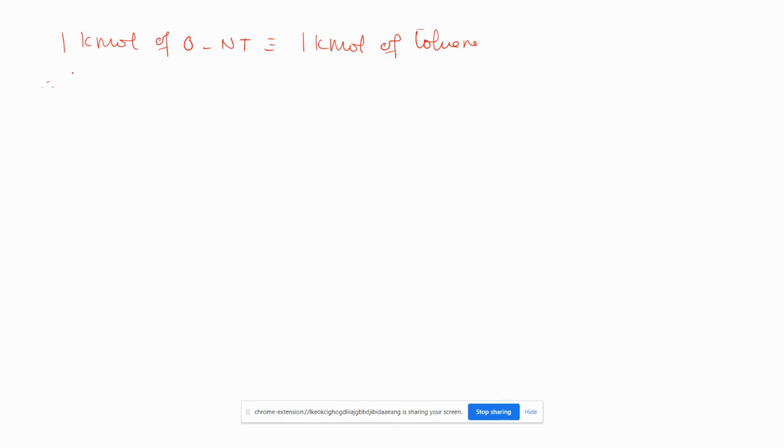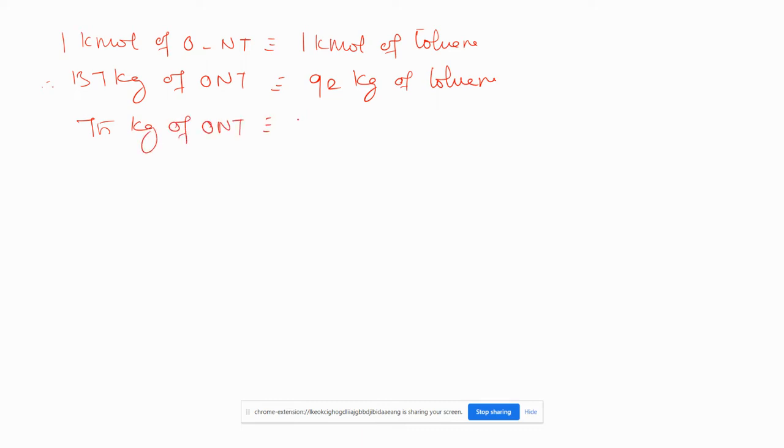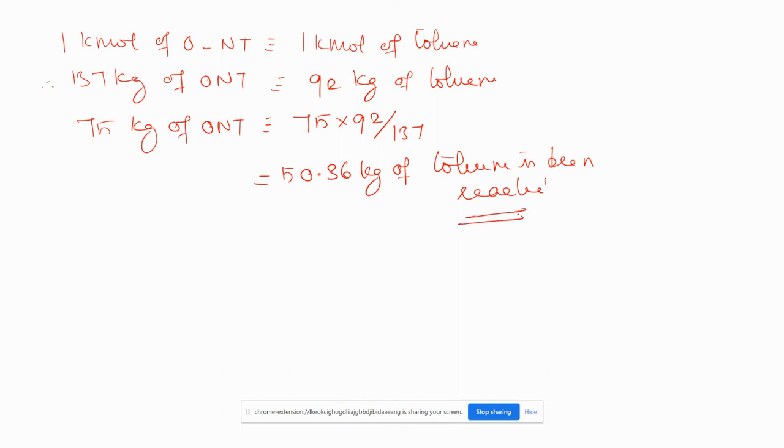Okay, so now as per the molecular weight, 137 kgs of orthonitrotoluene is equivalent to 92 kgs of toluene. Given is how many kgs of orthonitrotoluene is produced? 75 kgs of orthonitrotoluene is produced. So you will have 75 into 92 by 137, which is 50.36 kgs of toluene used, or reacted. This is the answer.